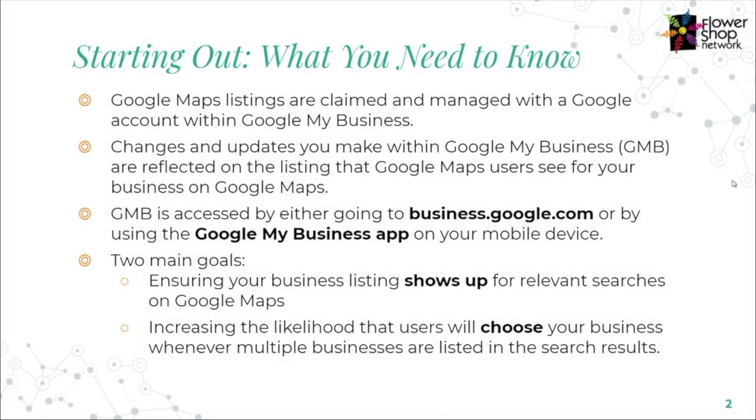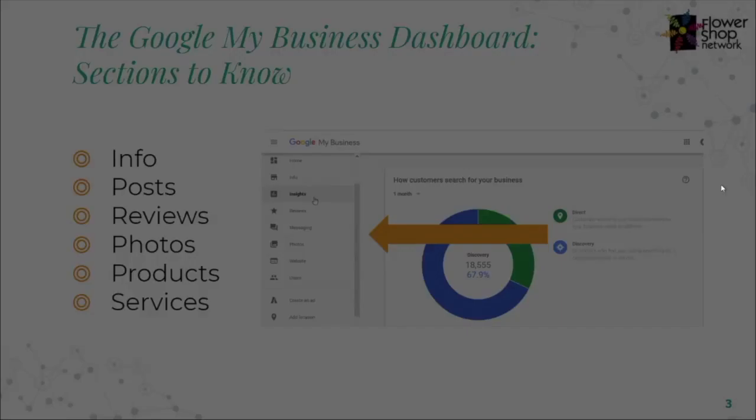Your Google Maps listing is managed with a Google account in Google My Business, and Google My Business is accessed by either going to business.google.com or by using the Google My Business app on your mobile device. And we have two main goals for what we're using this for. First one is to make sure that the business listing shows up on Google Maps for relevant searches. And then also we're wanting to make sure that when it does show up, users are choosing our business listing over the other businesses that show up in those same search results.